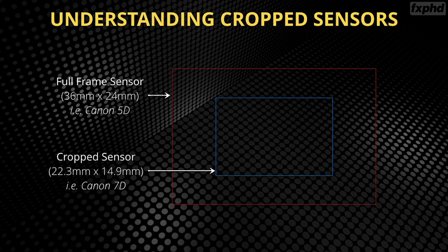And you can see here in this example the difference between a Canon 5D full sensor and the Canon 7D cropped sensor. It's dramatically smaller. Instead of being 36 millimeters across, it's only 22.3. And instead of being 24 millimeters high, it's actually only 14.9 millimeters. Now, if you crop down the sensor, it has a dramatic effect on the actual lensing that's taking place.